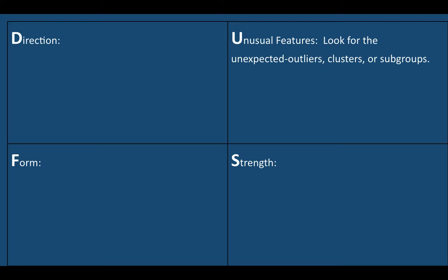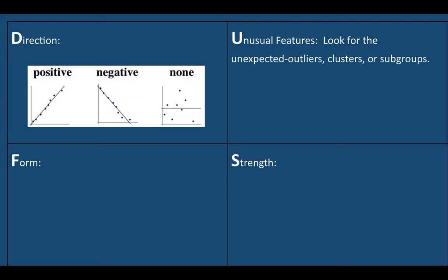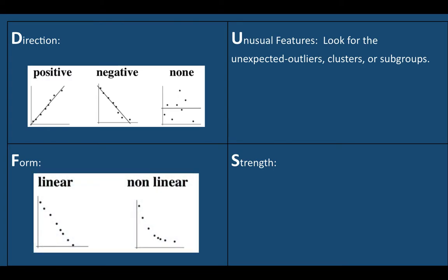The first being direction. The words you'd use to describe direction would be positive, meaning as the x variable increases, so does the y. Negative would be as x increases, y decreases. And then having no possible direction would just be the points are kind of all over the place and you can't determine it.